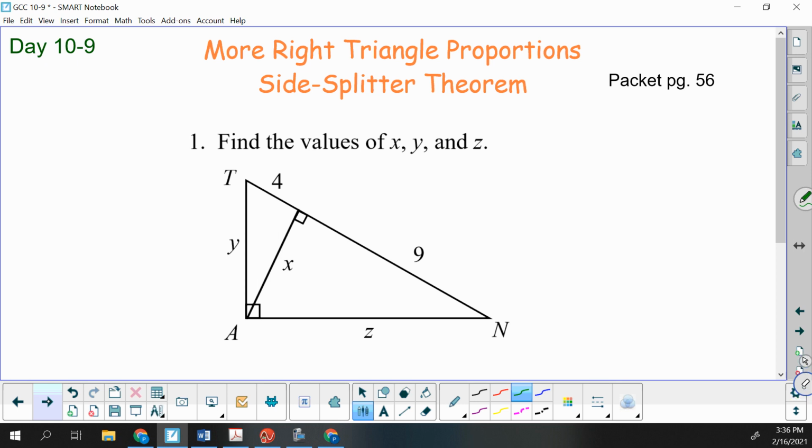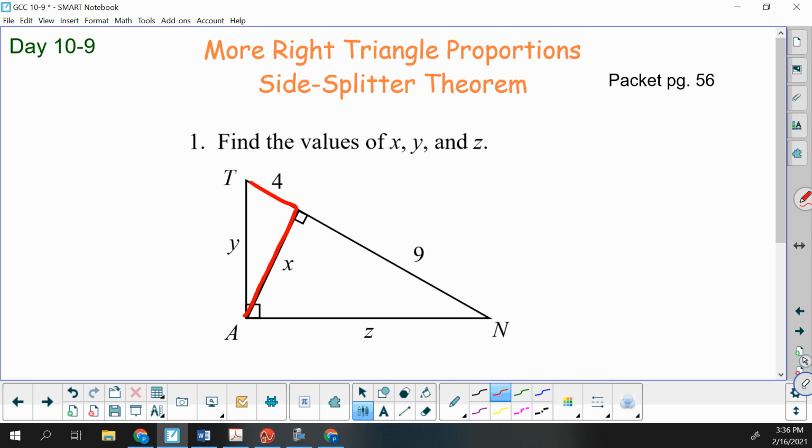So today we're going to do a little bit more practice with the proportions in right triangles, because it can sometimes be a tricky topic. And then the second half of the video we'll do what's called the side splitter theorem, which is usually not too terrible. All right, so we want to find all the values here, x, y, and z.